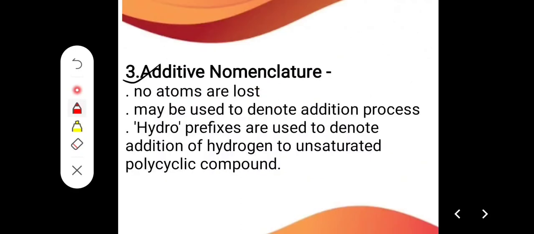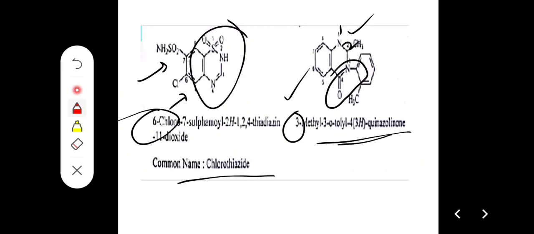Additive nomenclature, there should be no atoms lost, and there should be an addition process, where hydrogens are attached. So due to attachment of hydrogen, we can term them as hydro prefixes or H prefixes. That is 6-chloro-7-sulfamoyl-2H-1,2,4-thiadiazine 1,1-dioxide. And 2-methyl-3-o-tolyl-4(3H)-quinazolinone, because at or adjacent to the 4 position there are 3 hydrogens attached.